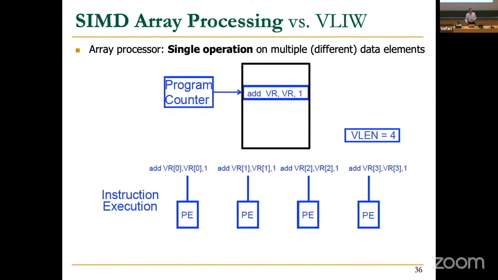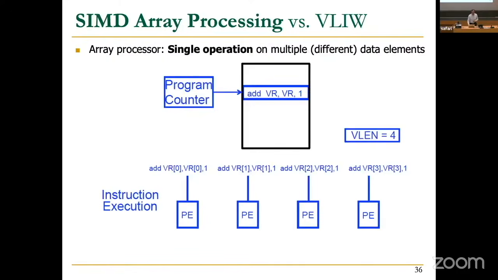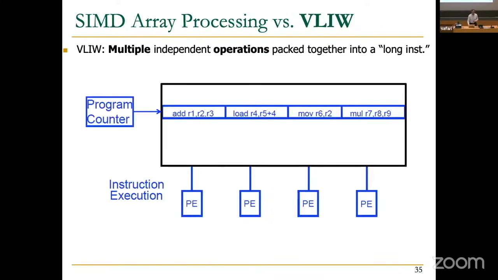Array processing, let's just look at array processing in this particular case. If you look at a program counter, it specifies a single operation, except the single operation gets expanded to multiple different data elements. So this is the contrast between VLIW and an array processor. VLIW actually can exploit more general purpose parallelism, as you can see, as long as it's discoverable by the compiler and packable into instructions like this. VLIW guarantees that these can be concurrently executed.